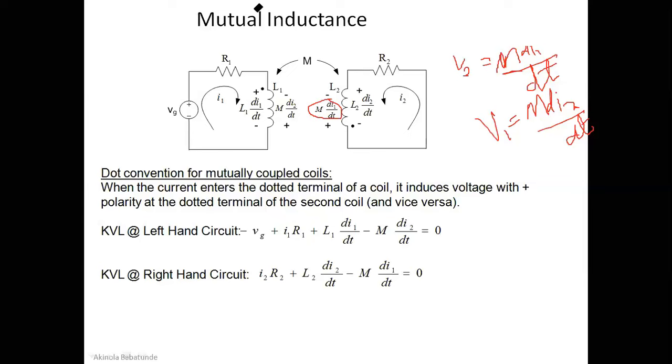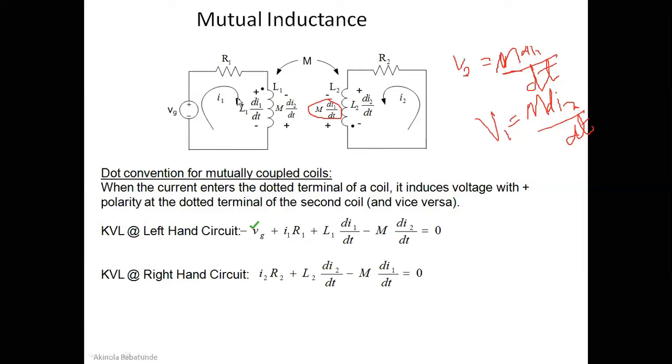All right, so once we go to the left-hand loop and we apply KVL, we are going clockwise, so we are traversing from negative to positive, so this becomes minus VG, right? The current passing through R1 is I1, so the voltage across R1, using Ohm's law, would be I1 R1, so plus I1 R1. Now the voltage induced on L1 based on self-inductance will be L1 di1/dt. We are traversing from positive to negative, so that becomes plus L1 di1/dt.